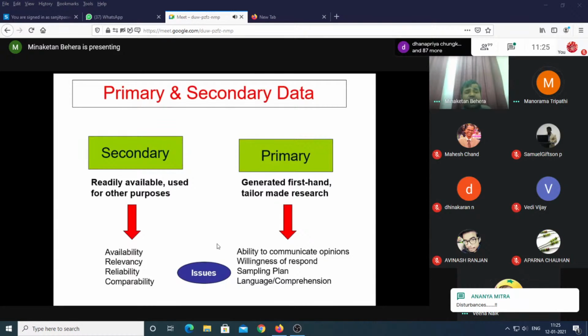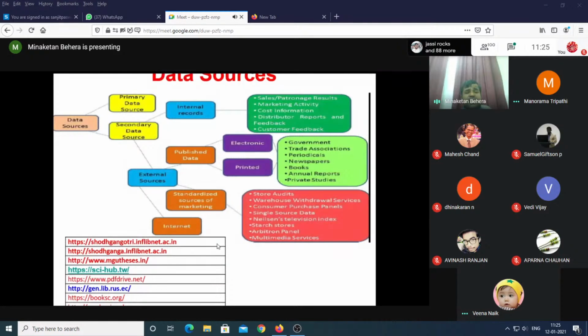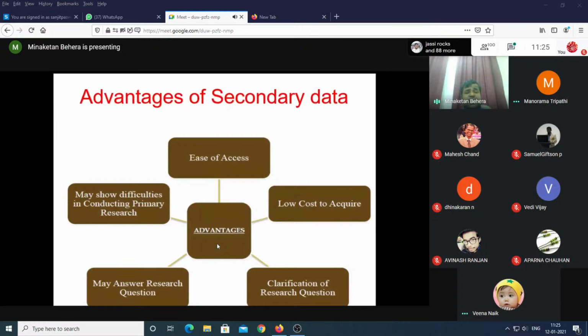So if you go to the primary data, at least you can understand the ground reality. You can supplement. Okay, so these are all types of secondary data. Now we will go for your understanding of this. The advantages: it is easy and low cost, and you have difficulty in conducting a primary survey. These are the basic things.